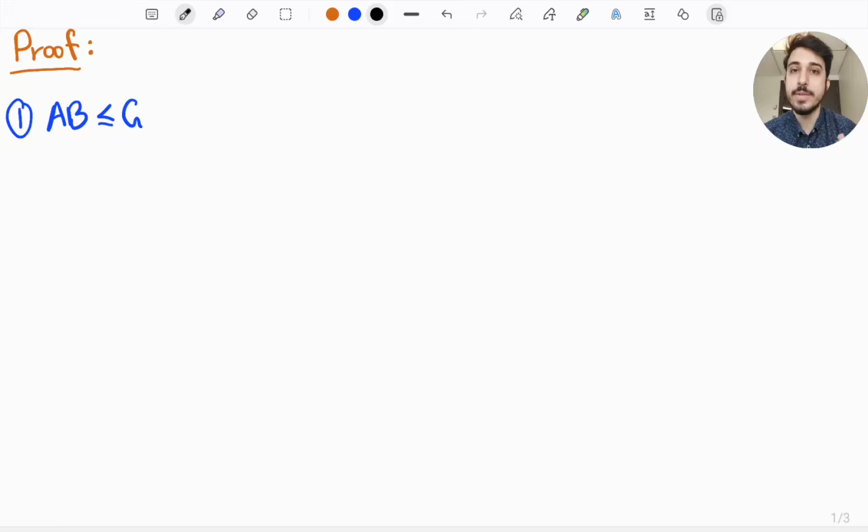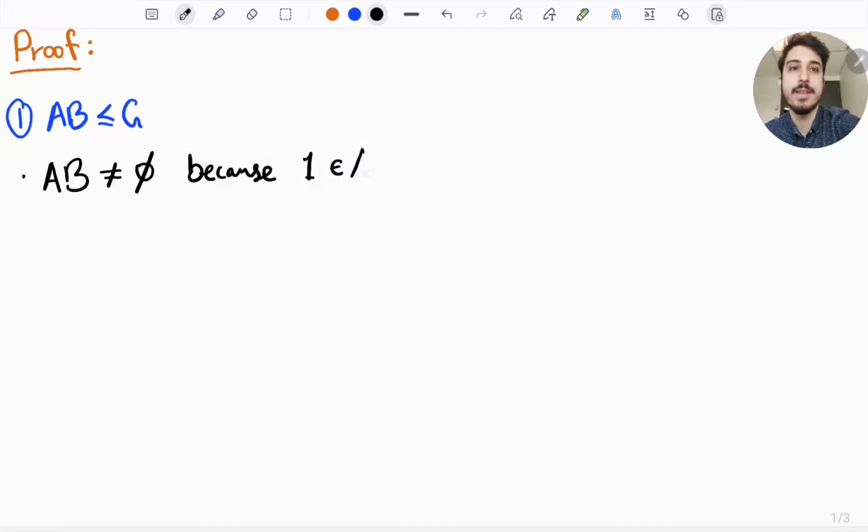The first thing we'll prove is that AB is a subgroup of G. We will prove this using the two criteria of a subgroup. First of all, AB is not an empty set because, as we've said in the lesson of composite sets, since the identity is in A and the identity is in B, then this means that the identity is in the composite set AB. So AB is not an empty set.